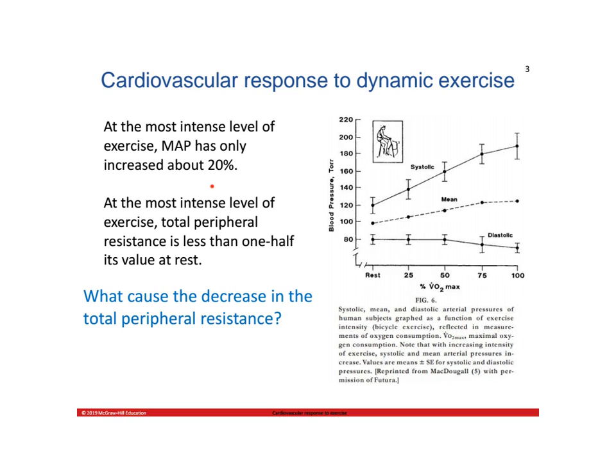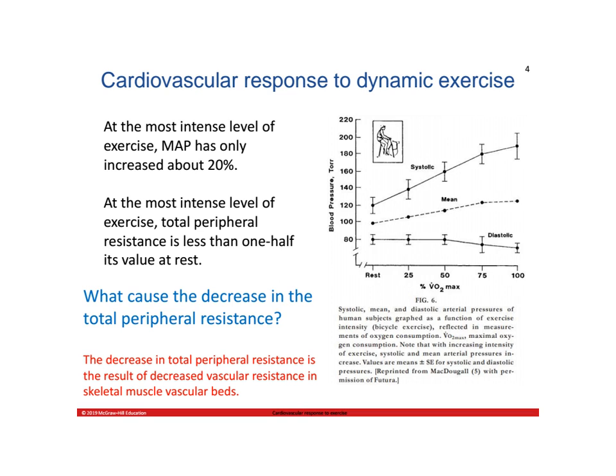So at the most intense levels of exercise, MAP is only increased by about 20, perhaps 30%. At the same time, the total peripheral resistance has decreased to about half its resting value. That's not shown in the graph, but that was in the paper that I took this graph from. What causes the decrease in total peripheral resistance? The decrease in total peripheral resistance is a result of decreased vascular resistance in the skeletal muscle vascular beds.